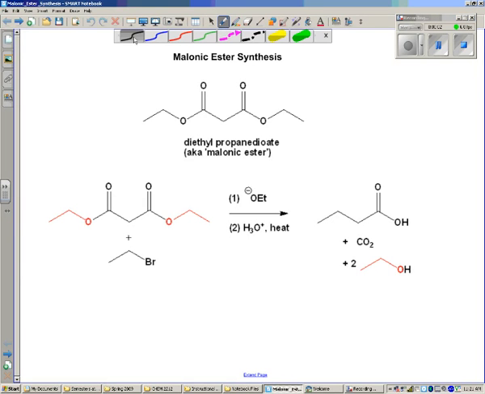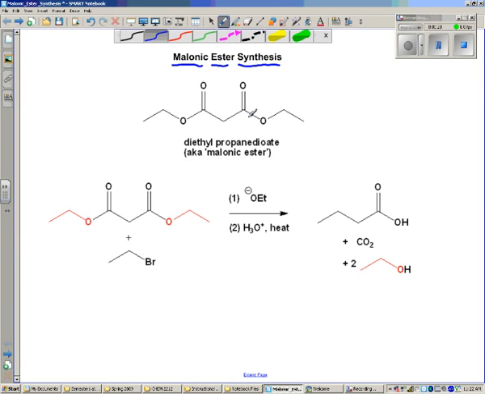Alright, in this video we are going to talk about a reaction that has kind of an odd name, the Malonic Ester synthesis. Now, it's kind of a misleading name because it implies you're making an ester, but the ester is actually this guy here. This is actually used in the synthesis of something else.